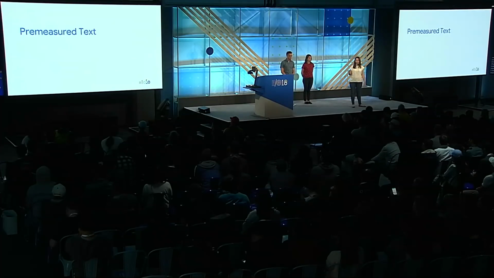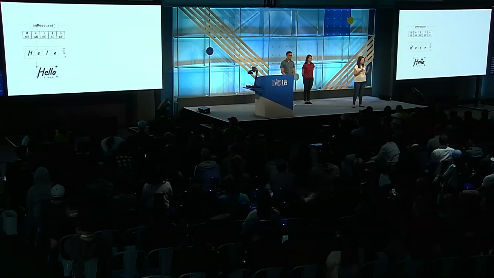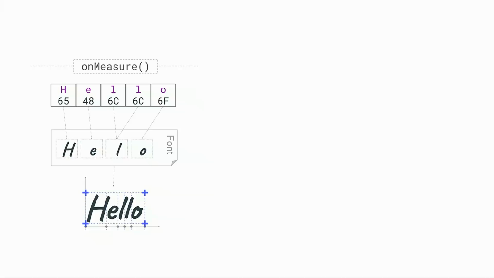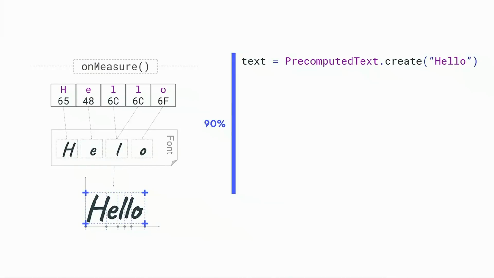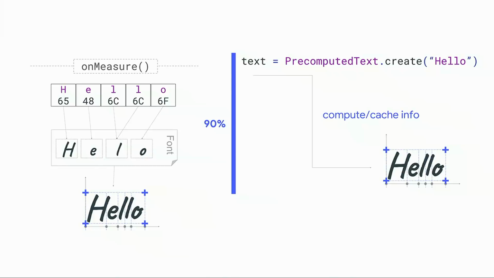So as I said several times now, measurement is really expensive. What can we do about it? Well, in P, we've come up with a new feature called pre-measured text. The idea behind it is we know that in OnMeasure, we need to take all of the glyphs, find them in the font, place them next to each other, and measure all of these words that we will place in the cache. So what pre-measured text does is it takes care of this phase for you, and you can run this in any thread, so that then once you have that pre-calculation, setting it on the text view only takes about 10% of the work that you had to do initially, which is a huge gain.